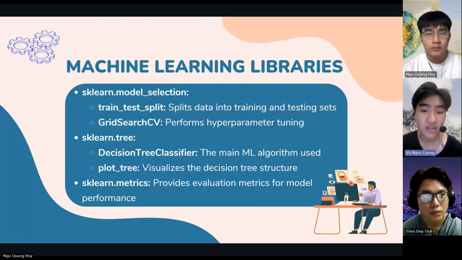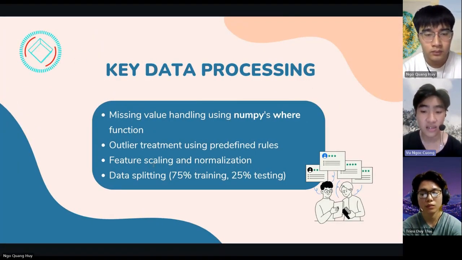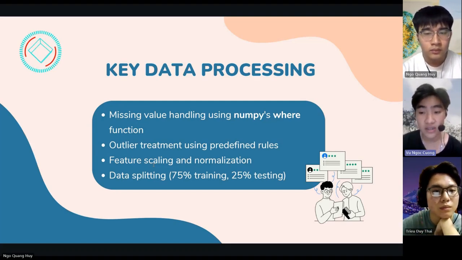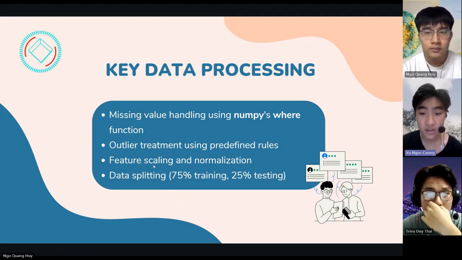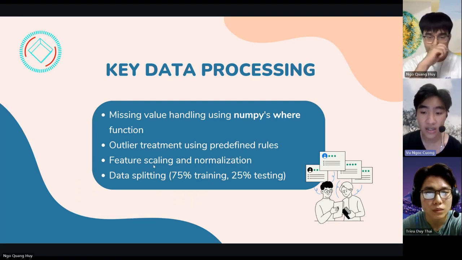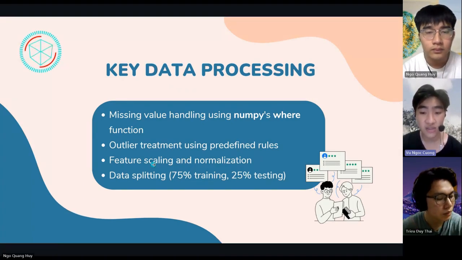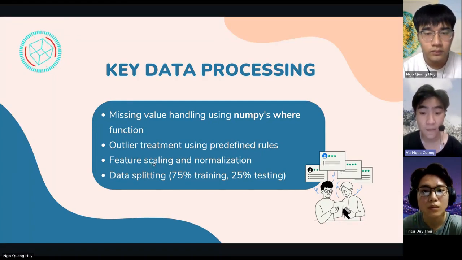Next part is key data processing. In this slide, I will outline the essential steps in data preprocessing. We will handle missing values using NumPy where functions. Outliers will be treated using predefined rules. Feature scaling and normalization will ensure a consistent data range. Finally, we will split the data into training and testing sets, allocating 75% for training and 25% for testing.